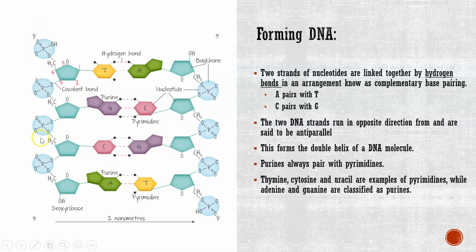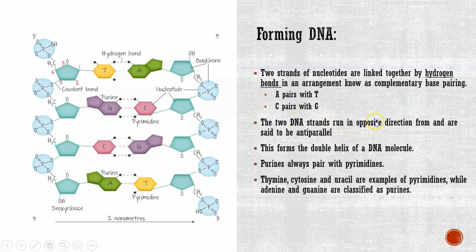So we've got two backbones, and then they're joined together by the bases and that base pairing. So two strands of nucleotides are linked together by the hydrogen bonds with our pairs. So remember, apples come from trees. So adenine pairs with thymine, cytosine pairs with guanine, cars park in the garage.